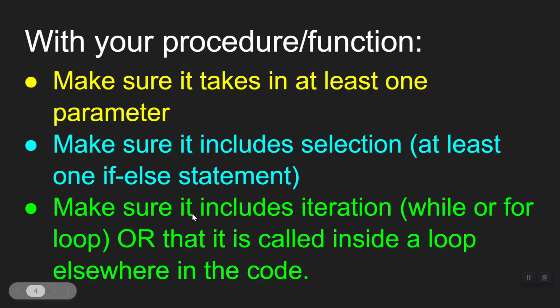And then also make sure that it includes iteration, either a while loop or maybe some kind of for loop. The other option is to make sure that wherever your function gets called, if that is inside of a loop, then it will also qualify for this point. But the easier thing to do is just to include iteration in your function.